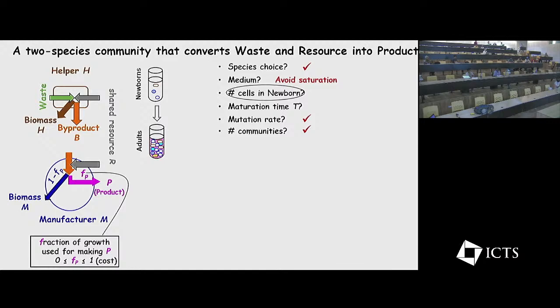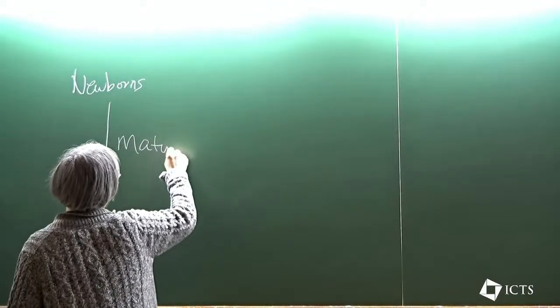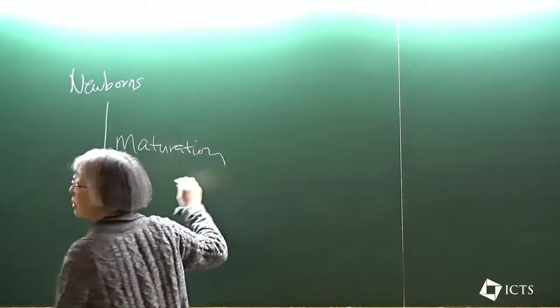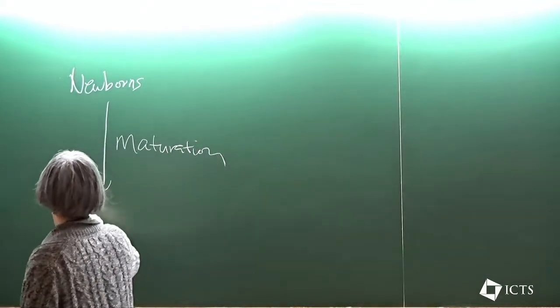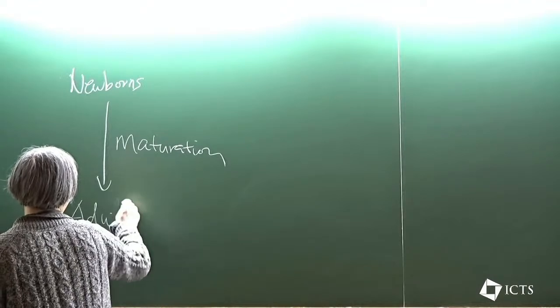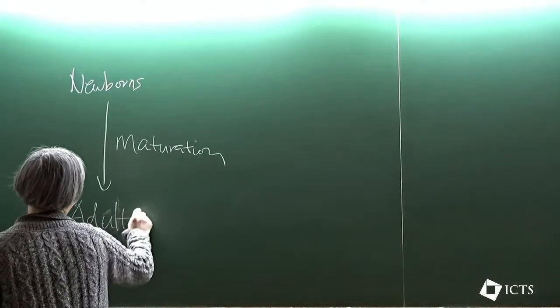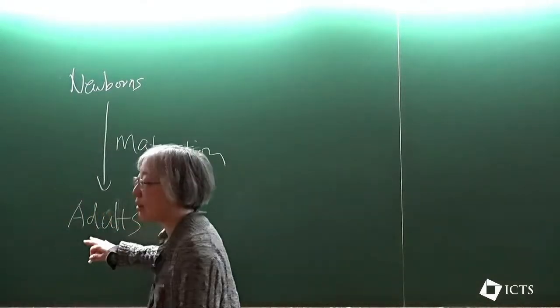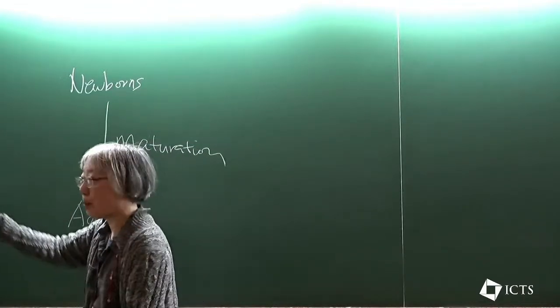Sylvia also talked about that yesterday. So newborns have small, lower cell densities, and then you go through maturation. This is artificially imposed; all the communities, the boundary is artificially imposed. And then they become adults. Adults have higher cell densities. So during this maturation, cells will divide and they will interact. They will make the product.